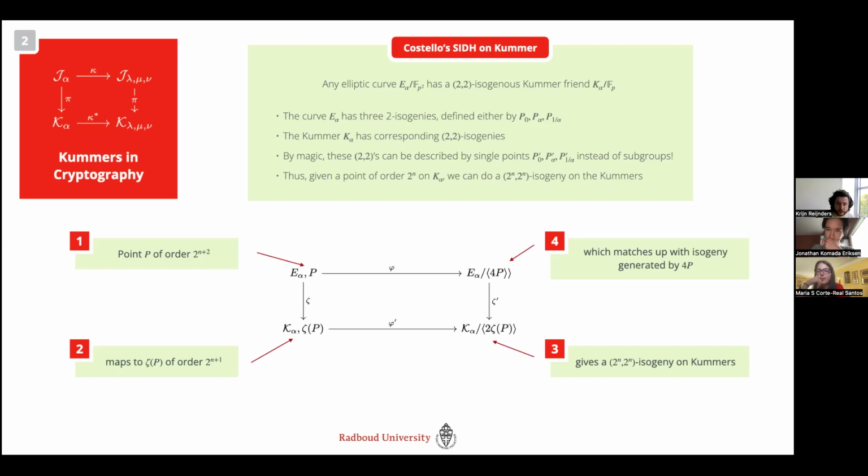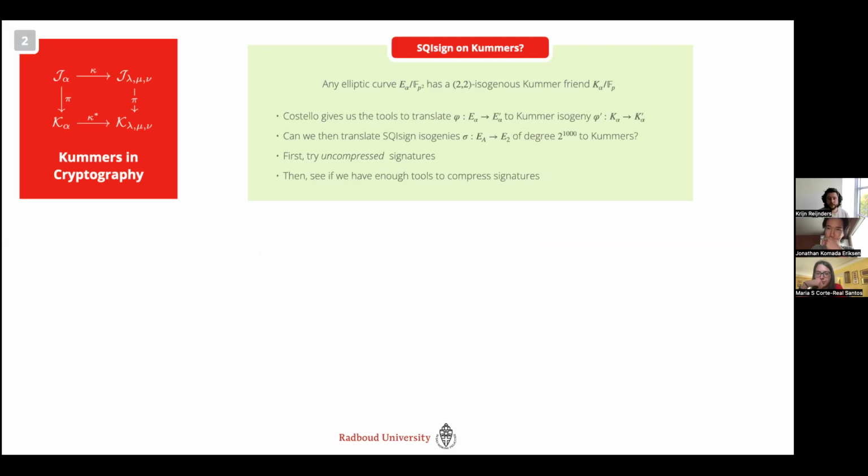But this is where our idea comes in, right? So if Costello already gives us these tools to translate a 2^n isogeny to Kummer isogenies, where this 2^n isogeny is generated by a rational point on your curve, well, then maybe we can also translate this verification of SQIsign, which is a very large degree 2 to the 1000 isogeny, to the Kummer surfaces.